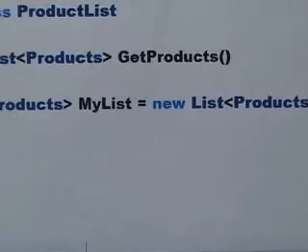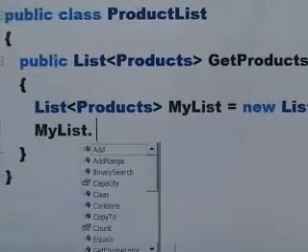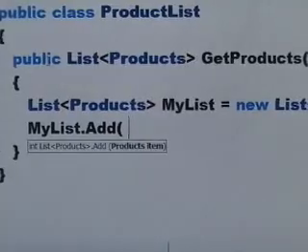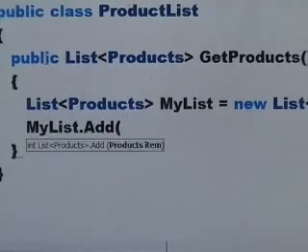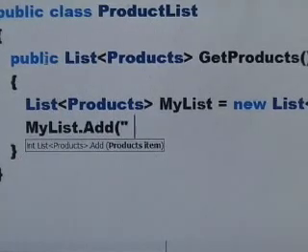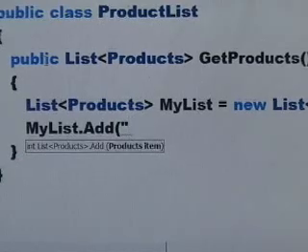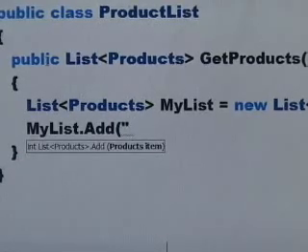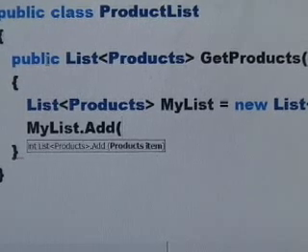And now, when I go to add something directly into my list, I'll actually see that IntelliSense is smart enough. It's actually not going to let me add, for example, a string or an integer. It has to be a product type. Again, the power of generics and the power of IntelliSense understanding generic types.